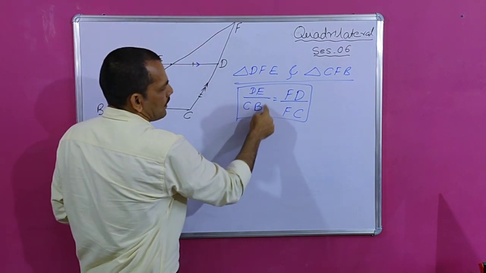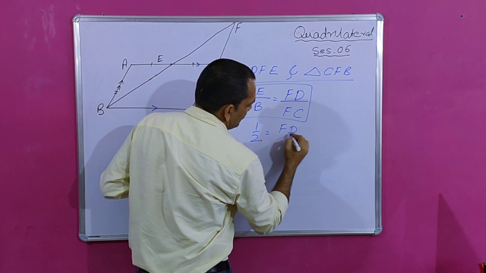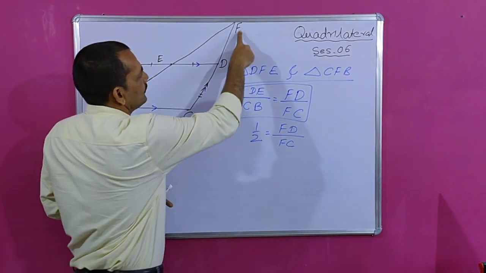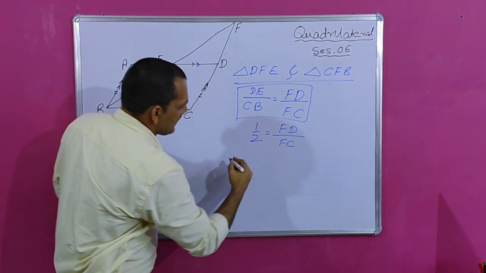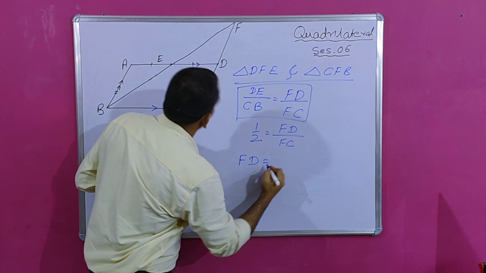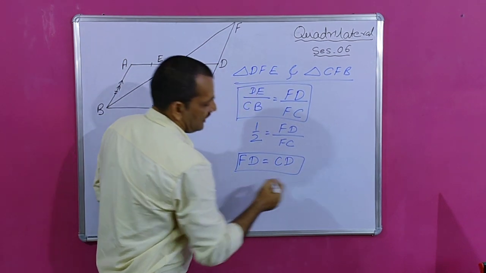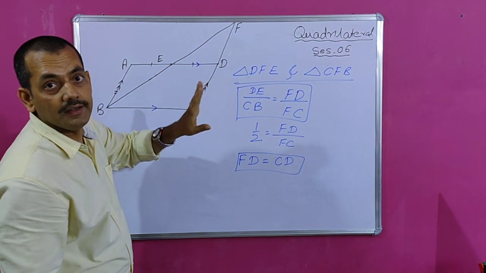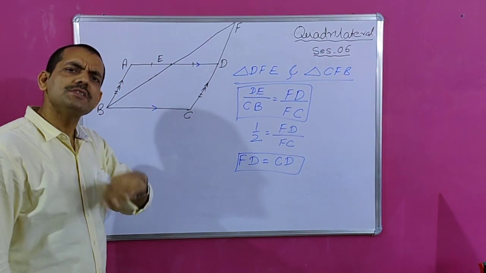Now, this ratio is 1 by 2. So automatically FD by FC is also 1 by 2. So this part is half of the total complete side. It simply means FD is equal to CD. That concludes that these two parts are equal. One way of solving. Let's come to the second way of solving.